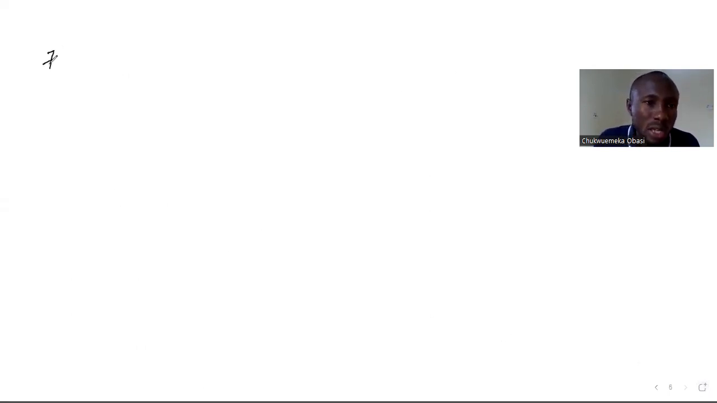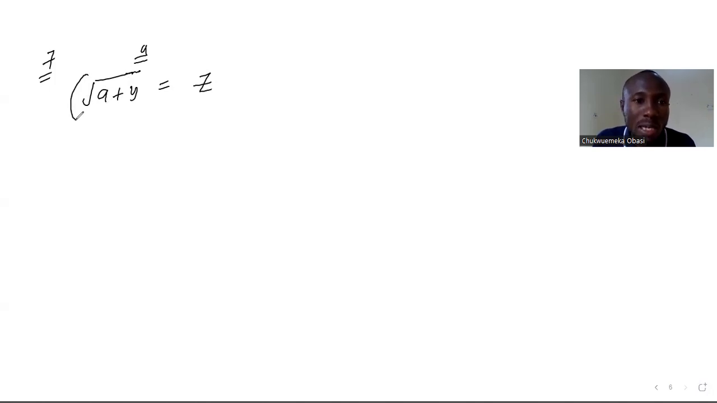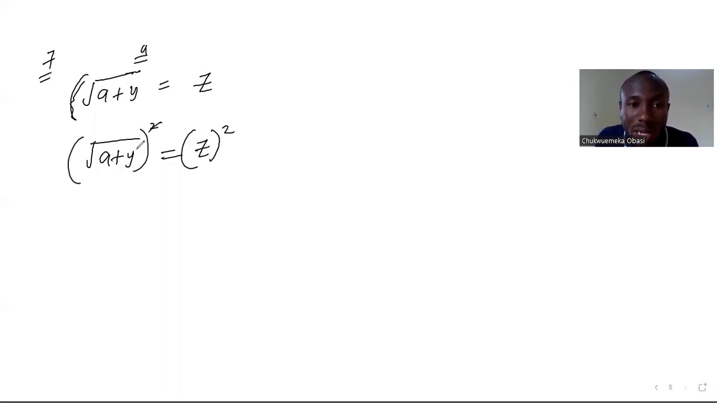We have question 7 right here, and it says square root of A plus Y is equal to Z. We want to make A the subject of this formula. How do we do it? Since A and Y are inside the square root, I have to break out the square root because I want A to be free. So I'll take the square of both sides, so that the square can cancel out the root.